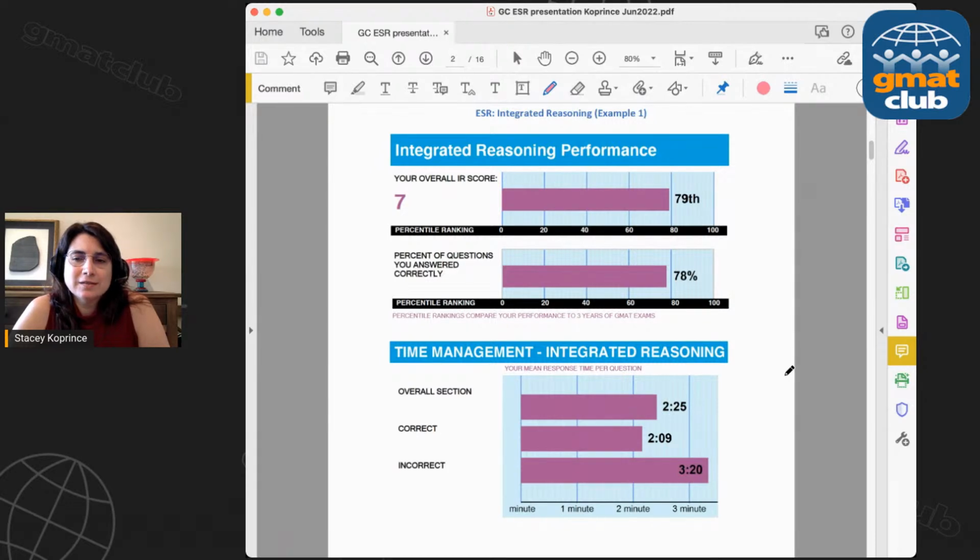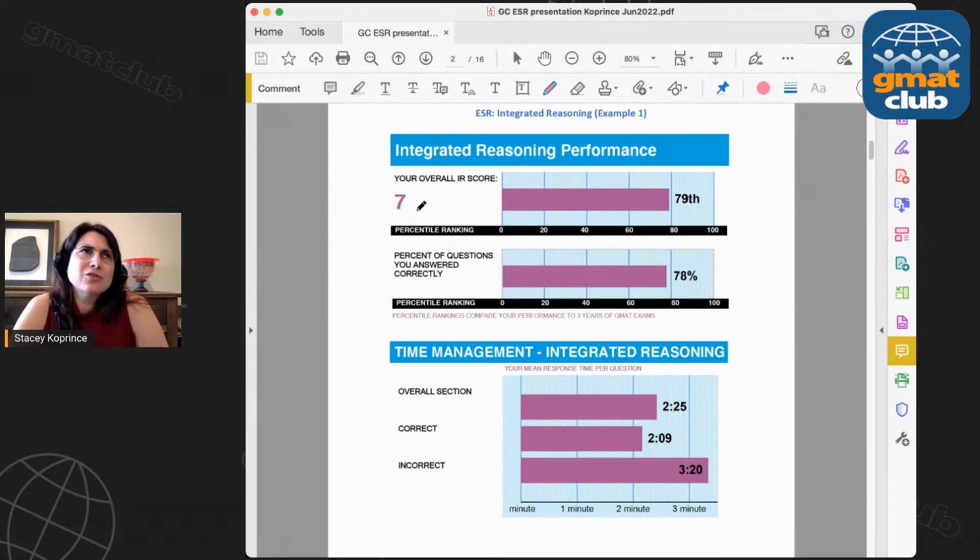Kaushik, I agree. So Kaushik's saying didn't let go soon enough for the questions that they didn't get. Now this person scored a 7 overall, which is an excellent score. There's only one more point to get here. So this person honestly might not even bother to worry about this section when they retake the exam.